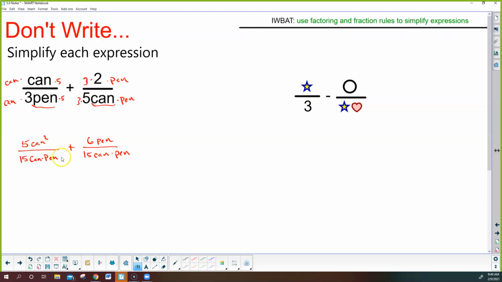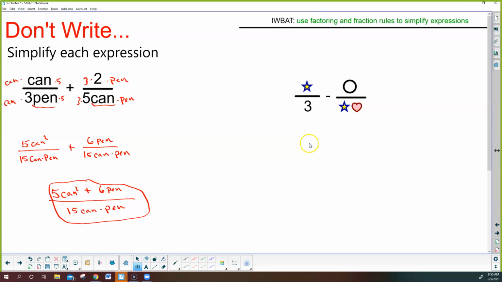Well, now I can add the fractions together. So I've got 5 can squared plus 6 pen, and those are not like terms, so I can't combine them. But I'm going to keep them over the same denominator. And then I want to think just kind of quickly, since I have new numbers up here, 5, 6, and 15. There is nothing that goes into 5, 6, and 15 other than the number 1, so I can't reduce all of that out.